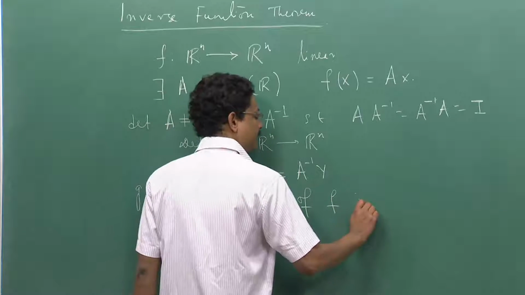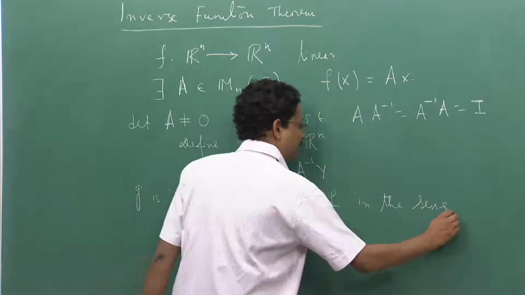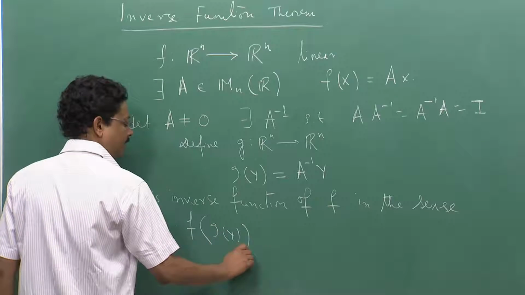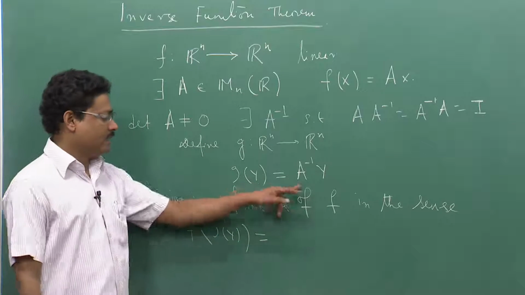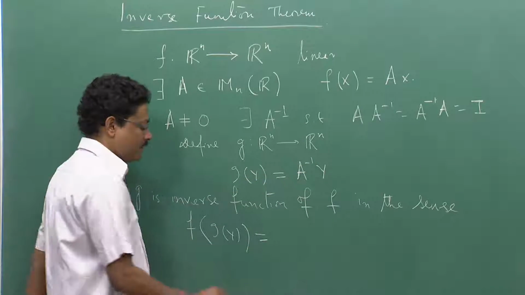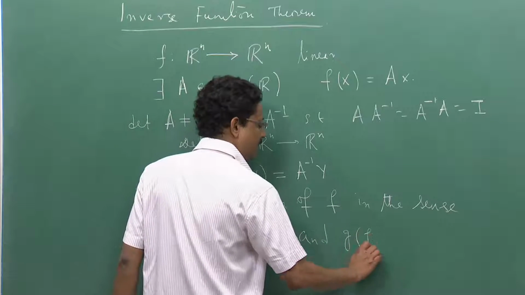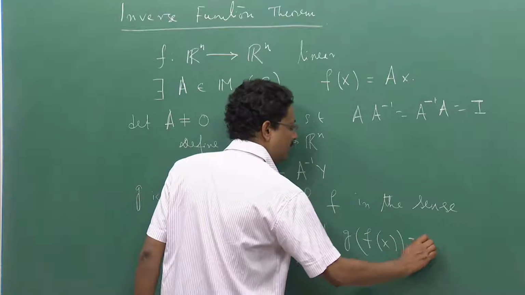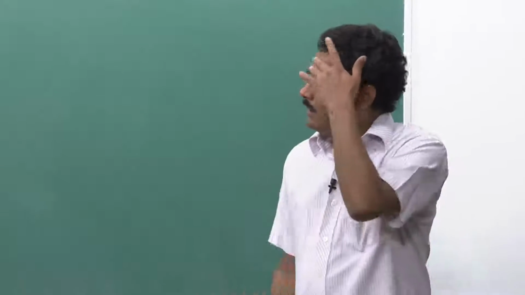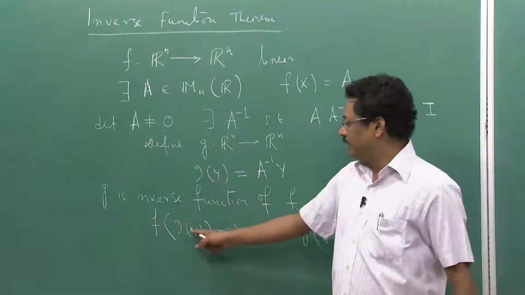In the sense that if I apply f on g of y, g of y is A inverse y, so f of g of y will be A A inverse y, which is y. And g of f of x will be equal to x for any x. So, if I have a linear function determined by an invertible matrix, then it has an inverse.